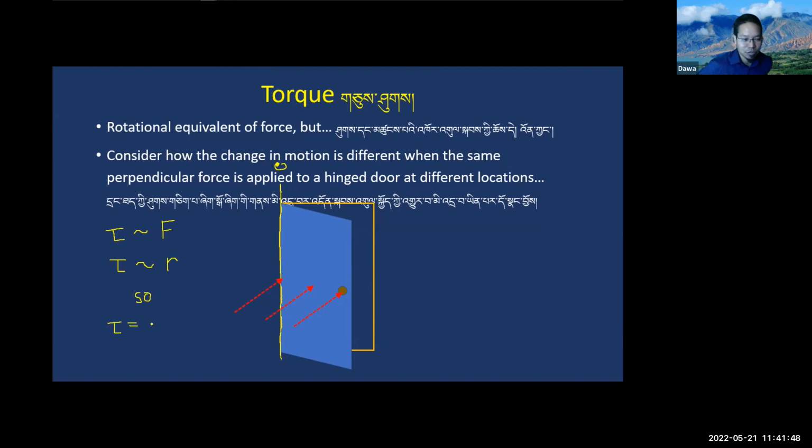And when I say radius, I mean relative to the rotation axis. So it could be that torque is equal to the radius times the force that's applied.